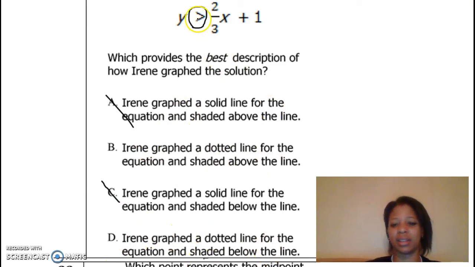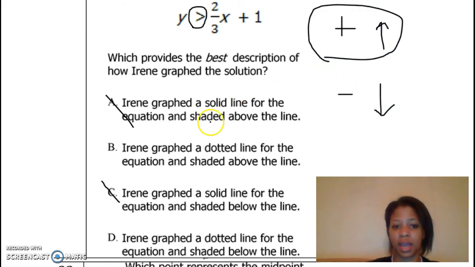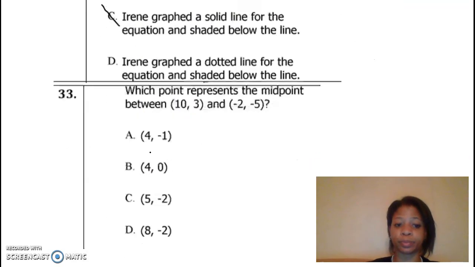So it's asking us here, is y supposed to be greater than or less than? Because the mouth is facing the y, that means the y is going to be bigger than whatever this is. So if it's bigger, you're thinking positive, right? So think up or above. If it's less than, you're thinking negative, and you would be shading below. So because this is a greater than sign, it's going to be positive. I'm going to shade above, just in case you didn't know. Now you know.